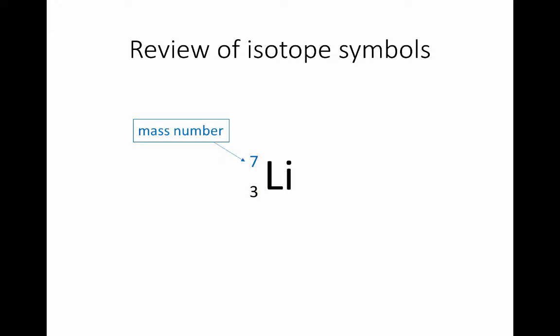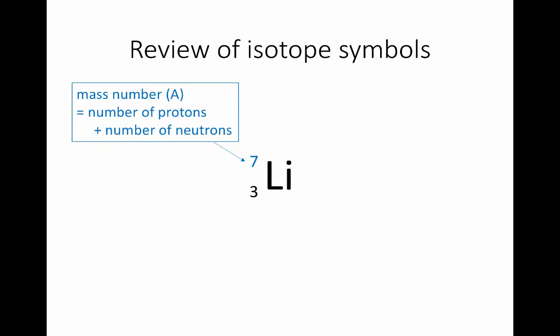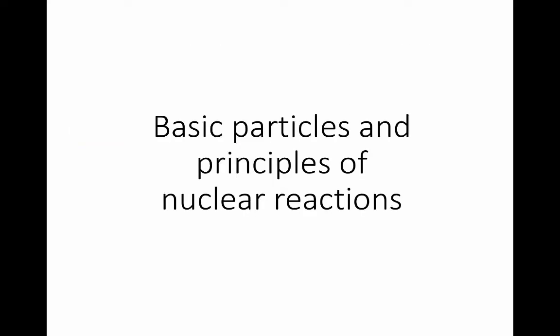The upper number is what we call a mass number, and that's the sum of all the particles that have substantial mass in the nucleus. So that's the number of protons and the number of neutrons. We're going to use those isotope symbols to represent what happens in a nuclear reaction. So let's start out by looking at some of the basic particles that you find in nuclear reactions.